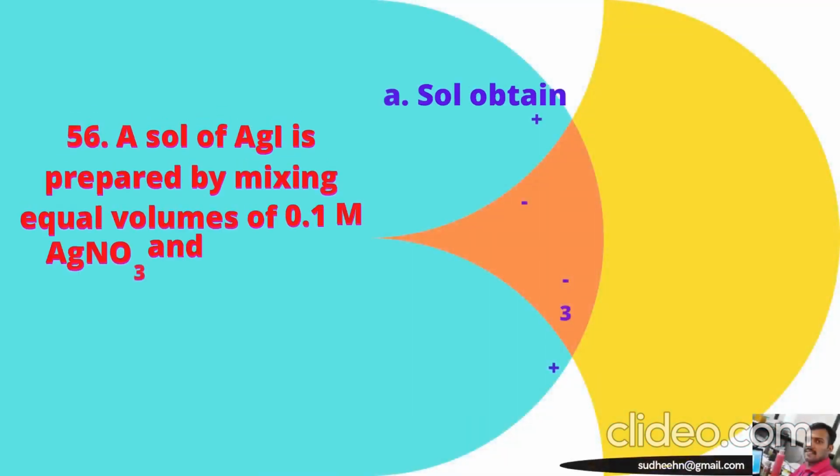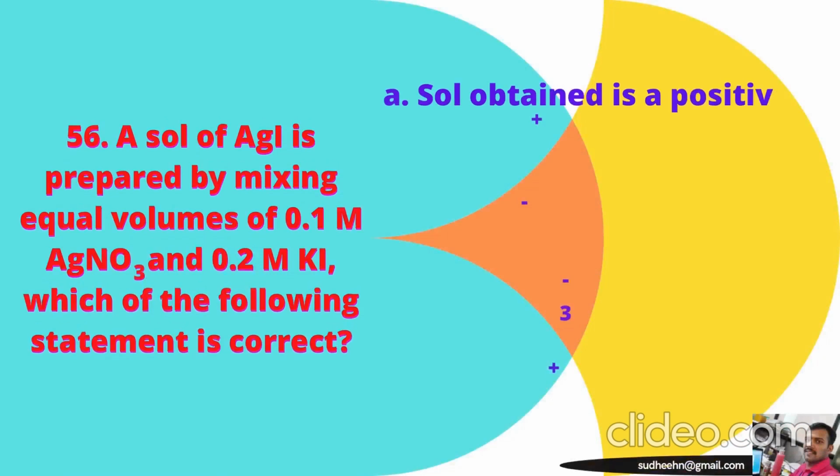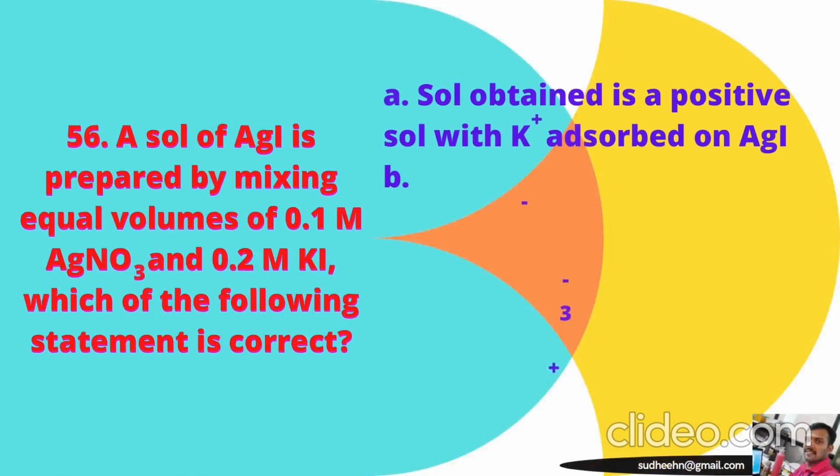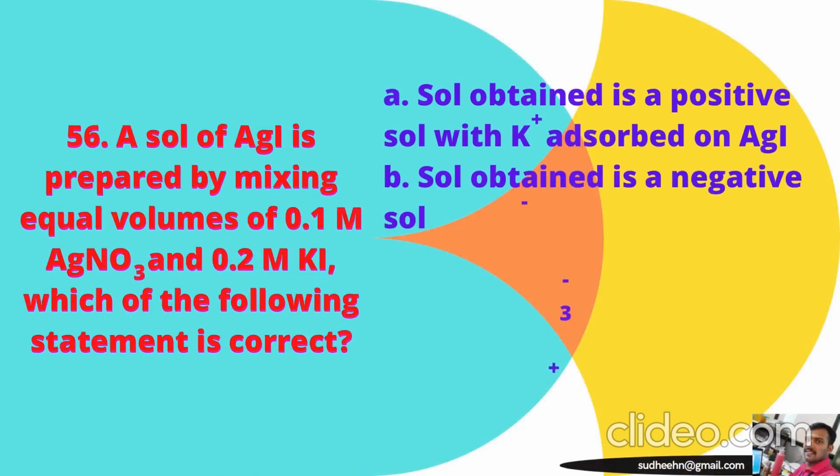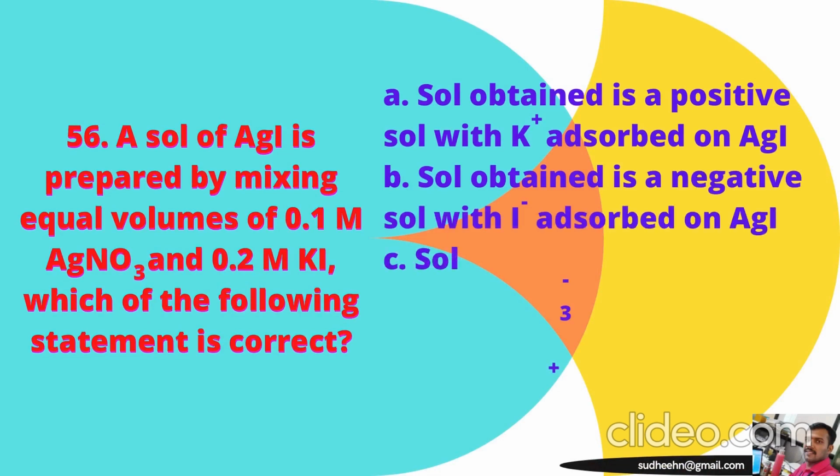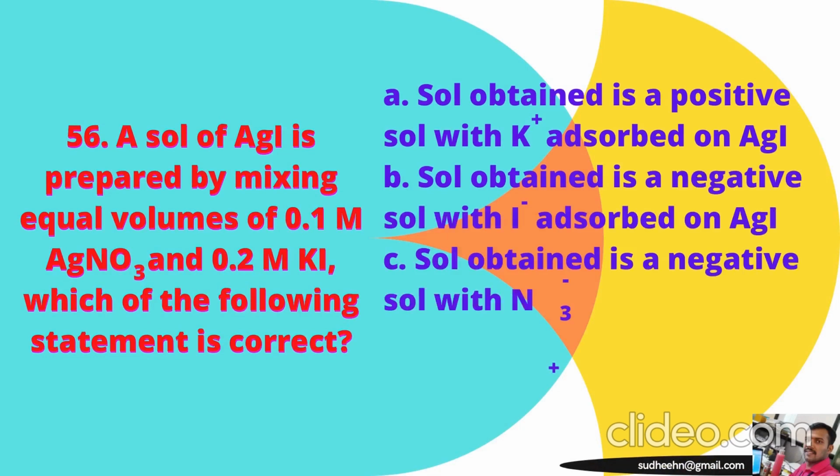Question number 56. A solution of silver iodide is prepared by mixing equal volumes of 0.1 mole silver nitrate and 0.2 moles of potassium iodide. Which of the following statements is correct? Option A. Solution obtained is a positive solution with the potassium ion adsorbed on silver iodide.